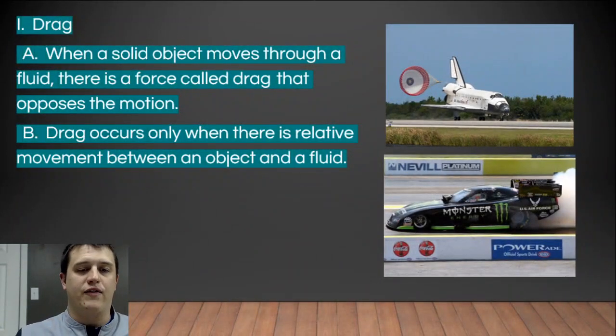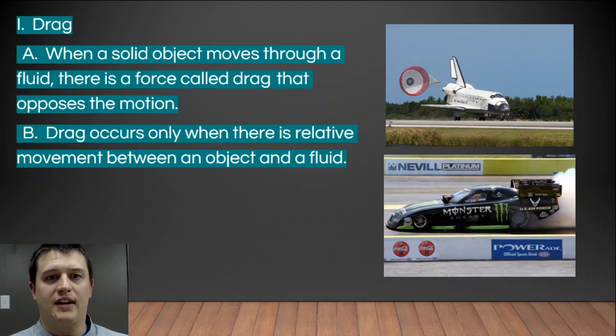So we're looking at drag first. We've got two kinds of drag examples here: a space shuttle and a funny car in drag racing. So which one's the right kind of drag? Well, they both can give us examples of drag in this way. When a solid object moves through a fluid, there's a force called drag that opposes the motion.